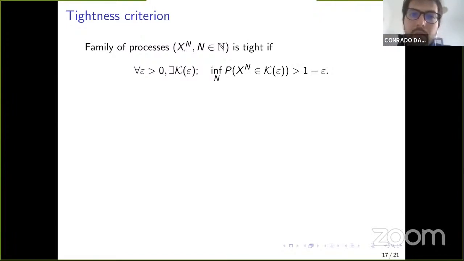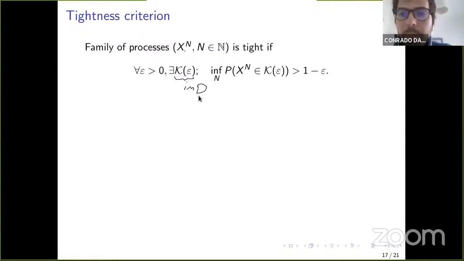So there is a criterion for pre-compactness, which is tightness, that consists of showing that most of the mass of our family is concentrated in compact sets. So no matter how much we want to have, there's always a compact set that concentrates most of the mass uniformly for all our processes. So I want to say that this K here is a compact set in D, the space of càdlàg trajectories.